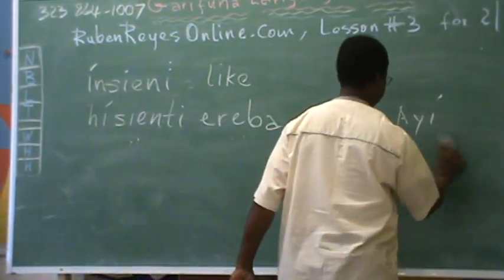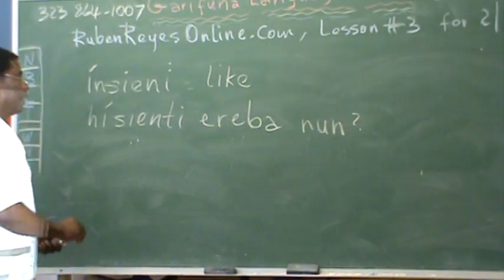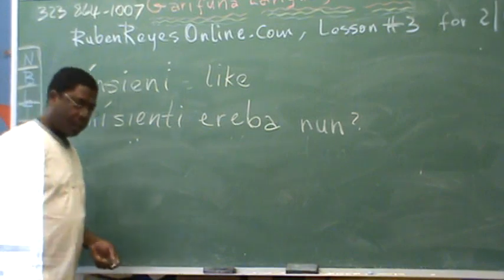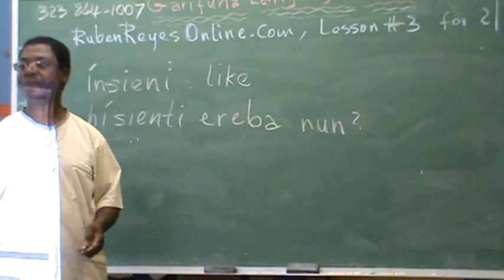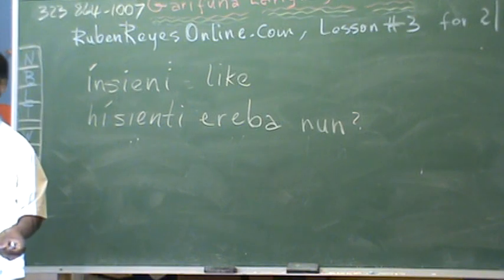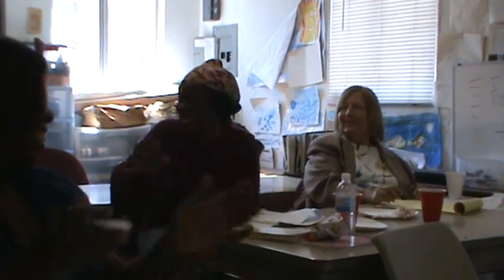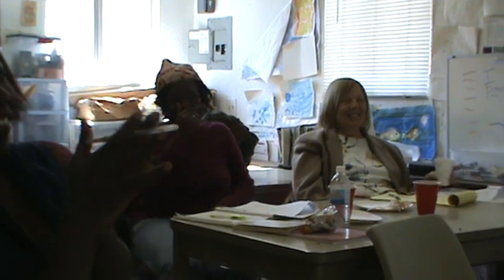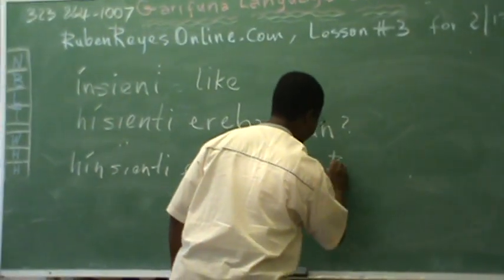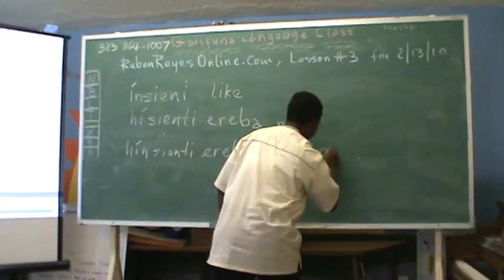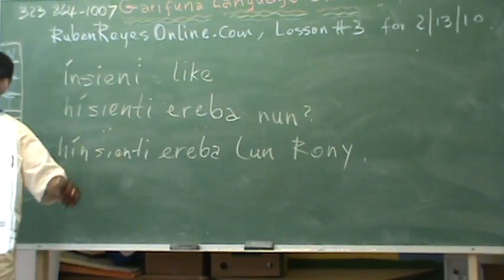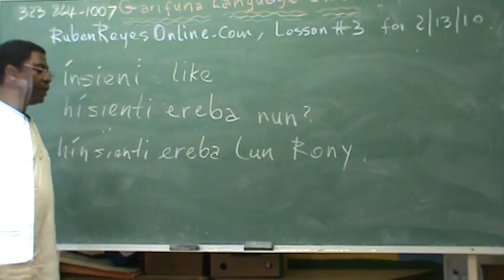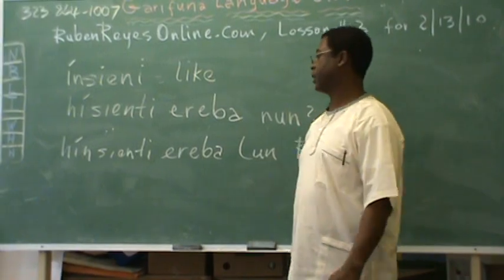Lucia Gill. Through Dr. Gill. Okay? Now, Ronnie likes cassava. Garifuna. Hisienti ereba loom Ronnie, right? Ronnie, R-O-N-N-I? This is the Ereba Loom Ronnie.